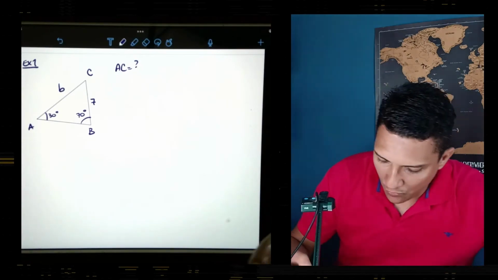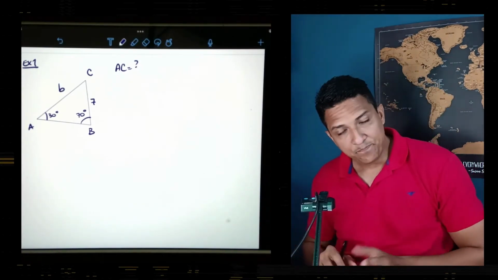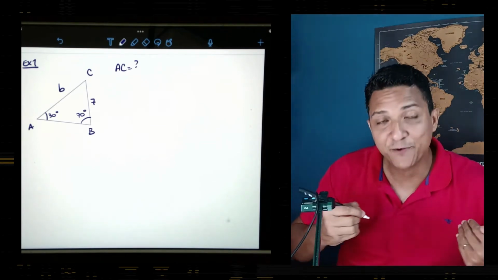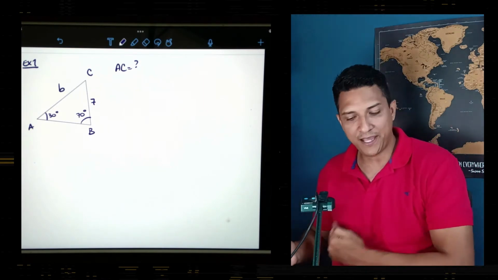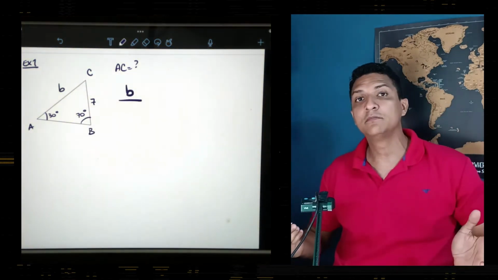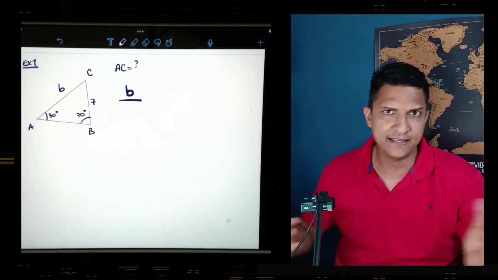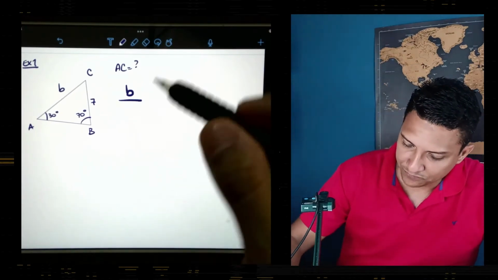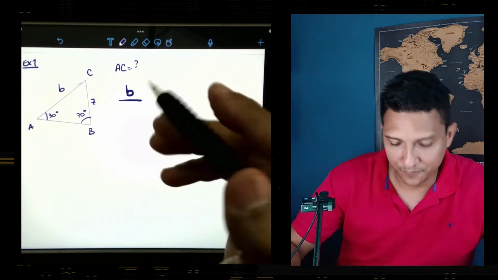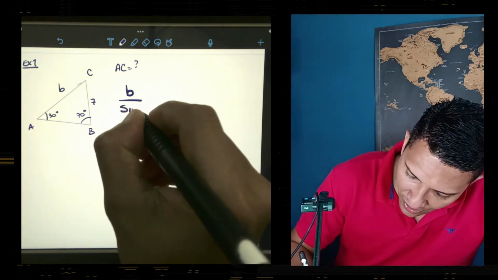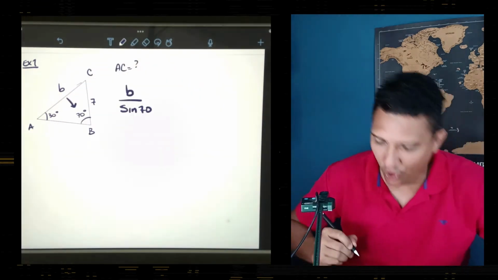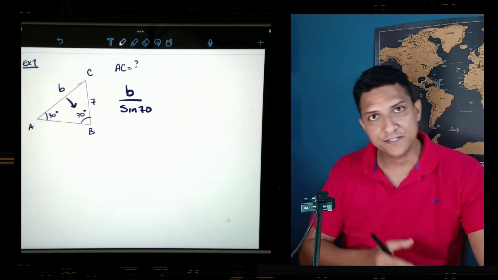So how are we going to do this? Since what I'm looking for is a side, I'm going to start by writing the side I'm looking for. I want to find the value of side b. You can call it b or side AC as you feel more comfortable. So the side b, which is what is requested, is proportional to the sine of B, capital B, which is 70 degrees. Notice that it is the opposite angle to this side.